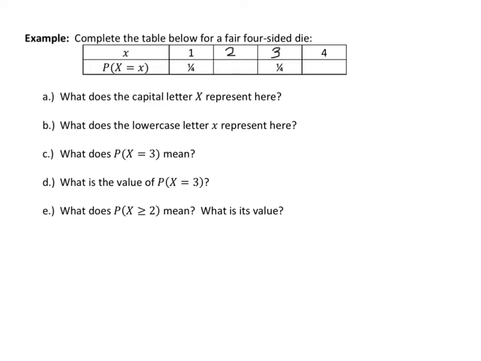This is just saying the probability that X, the random variable, equals lowercase x. So the probability that the roll of the die is x, which could be 1 or 2 or 3 or 4. On the bottom, I'm just putting the probabilities that correspond to those numbers on the top. Since it's a fair four-sided die, all of these are going to be 1/4. You'll notice that all of these added up to 1, and that makes sense. Remember that the sum of all probabilities in a space should be 1.